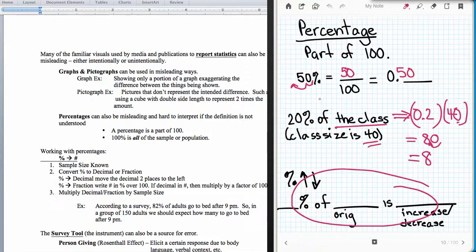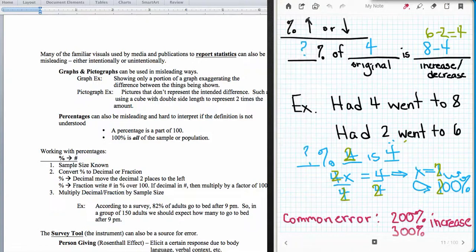Now the next thing that we're going to talk about is percent increase and percent decrease, and how that's an issue. So going over here, we see a percent of an original is the increase or decrease. And the problem lies in the way that we usually interpret this. So we say percent of an original is the decrease. So if we had 4 and went to 8, a lot of times we'll say, oh, that's a 200% increase, right? 4 times 2 is 8. Or if we said 2 and went to 6, we say that that's a 300% increase.